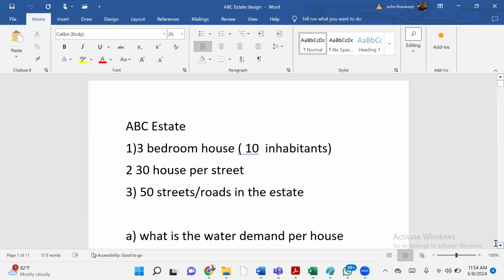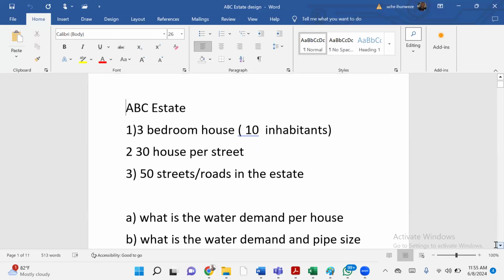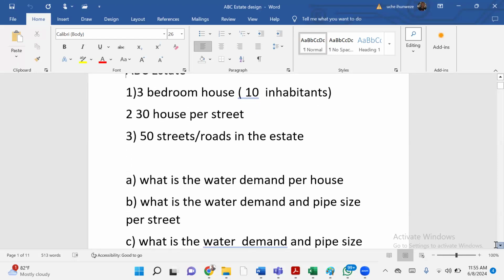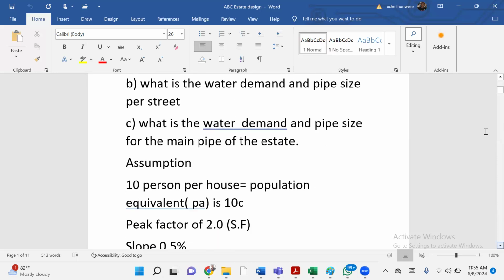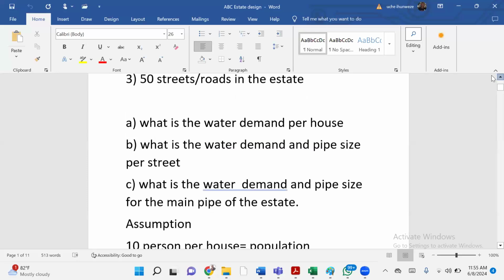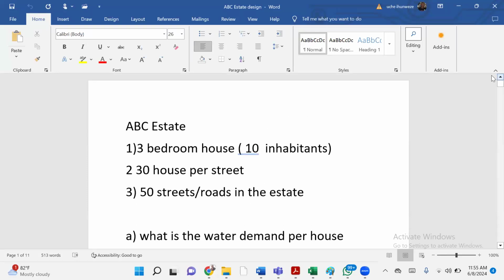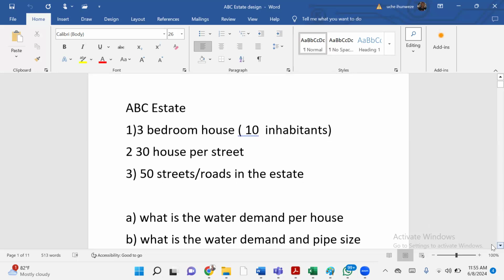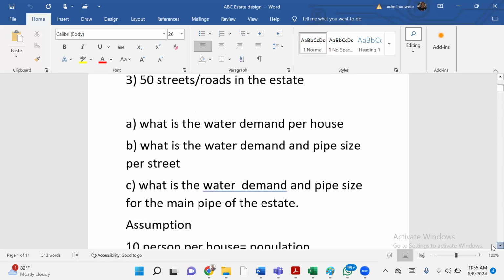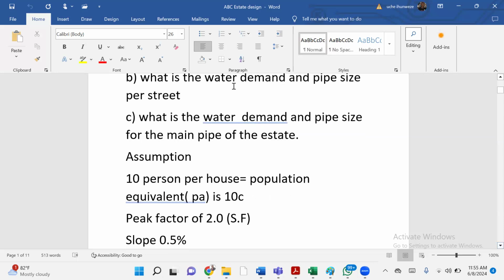This is like a question to trigger your attention. The question says, what is the water demand per house? What is the water size per street? Are you with me? So 30 houses per street, 50 streets in that 20-hectare estate. So let's solve the first question, what is the water demand per house. Am I sure you're seeing my screen? Yes.